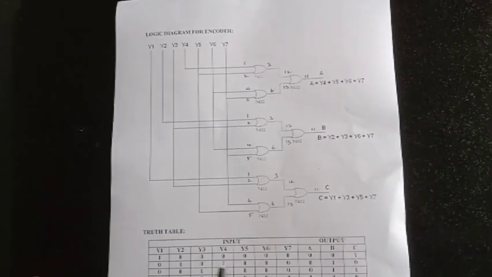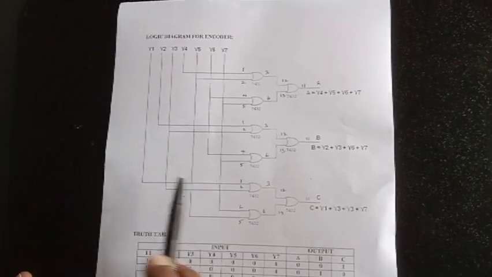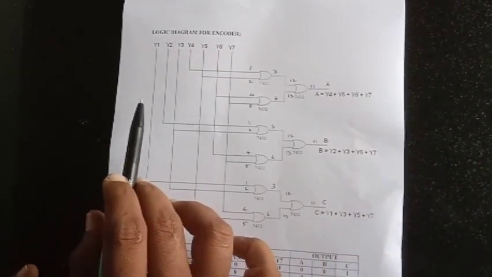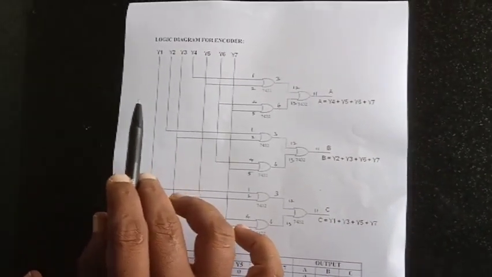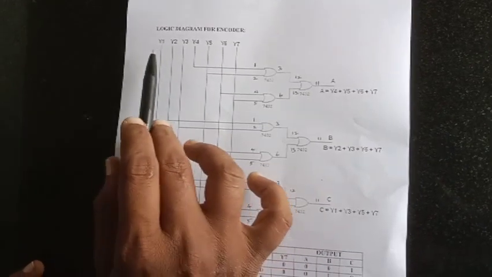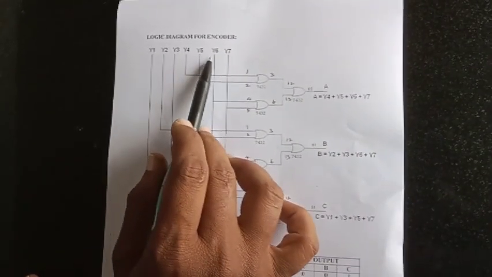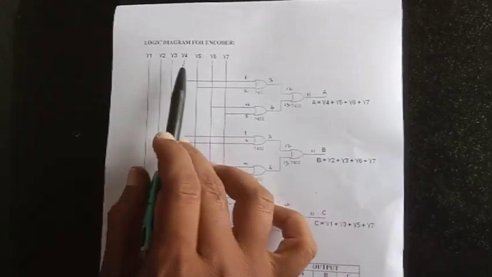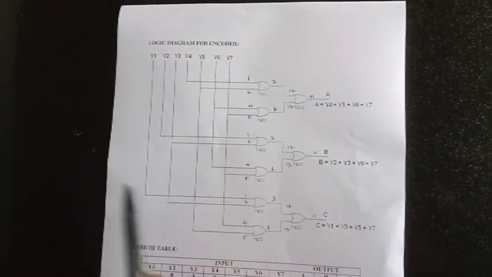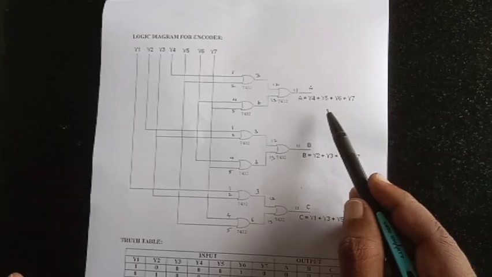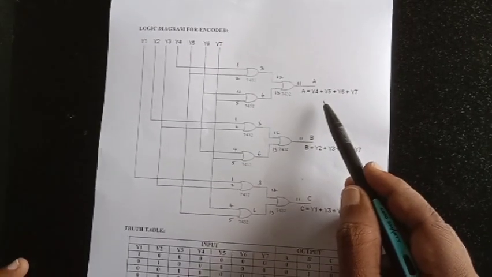Logic diagram for the encoder. Here we provide 2 power n inputs, and only one input is high at a time, the others are 0. We are taking the inputs y1, y2, y3, y4, y5, y6, y7. So these are the inputs. We have 2 power n inputs, and finally we get 3 outputs, that is n outputs.